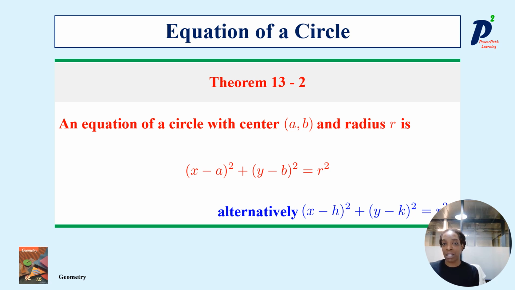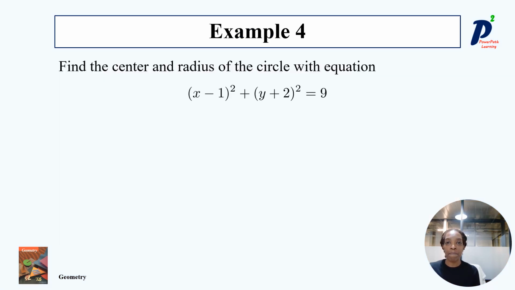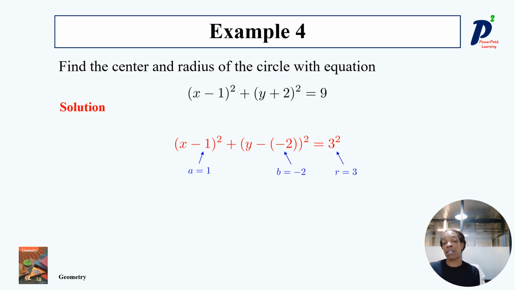All right, and I believe we have one more example before we're done. We need to find the center and radius of a circle with the equation (x minus 1) squared plus (y plus 2) squared equals 9. Now, you may be able to pluck the values out, but generally I find it's helpful to rewrite the equation in the form provided in the theorem and pull out the relevant information. So I can rewrite this equation as (x minus 1) squared plus (y minus negative 2) squared equals 3 squared. Then I can very easily see that my center is at (1, -2), and my radius is 3.